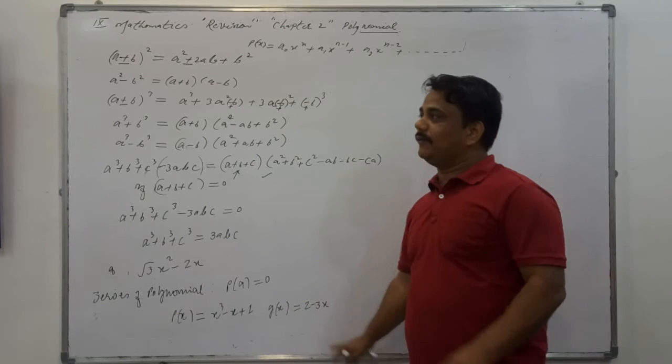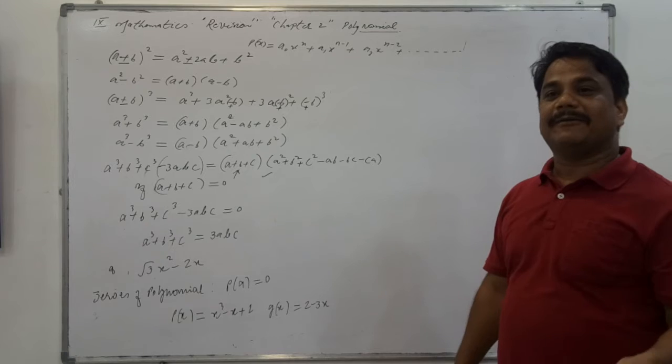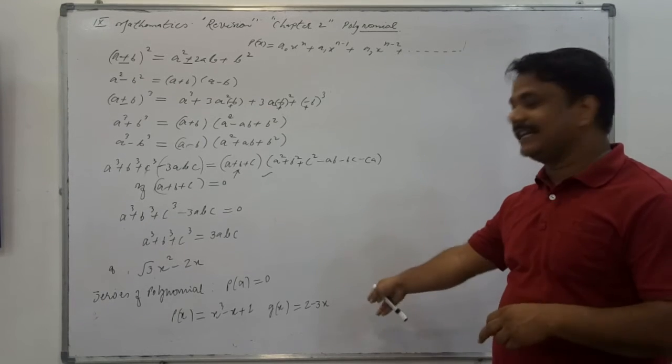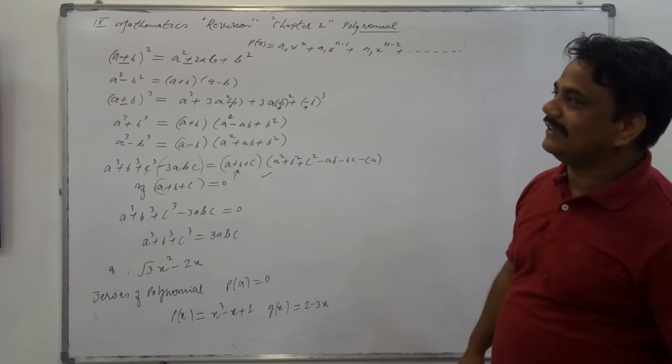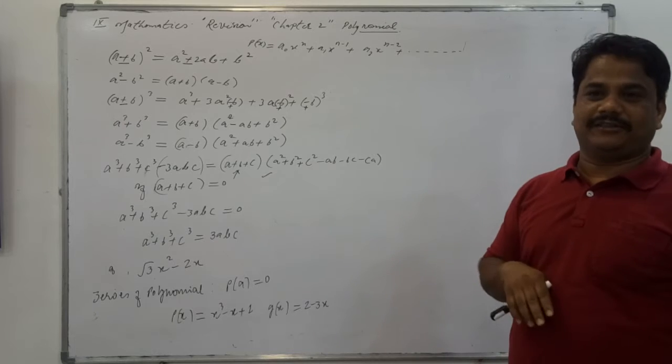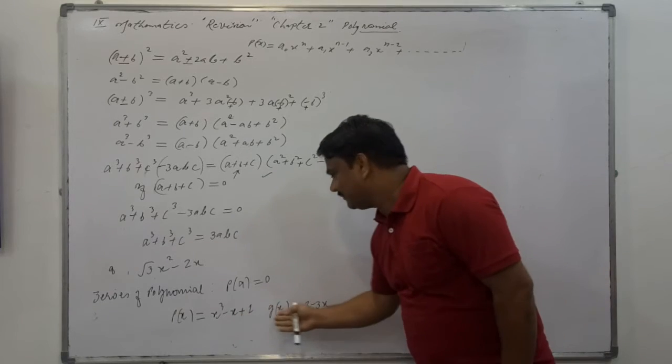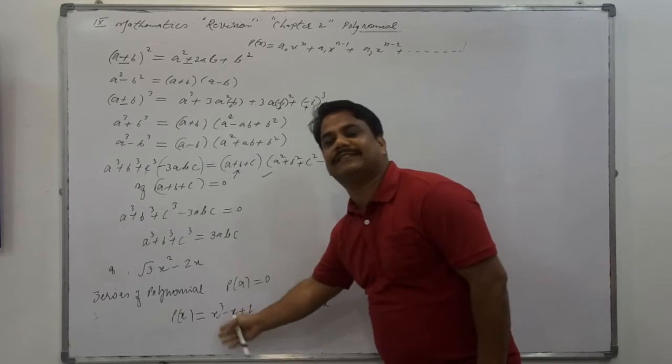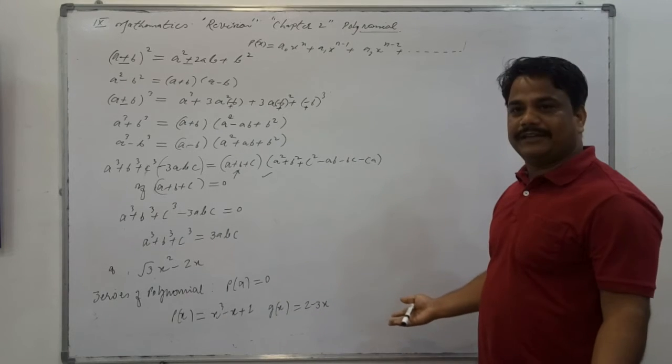g(x) is 2x minus 3. And what is the questioner asking? You have to identify whether the second is a factor of the first or not. What is it saying here? p(x) is a multiple of this one. Obviously, this is a multiple of this, or this is a factor of this. So what is the method to get here?